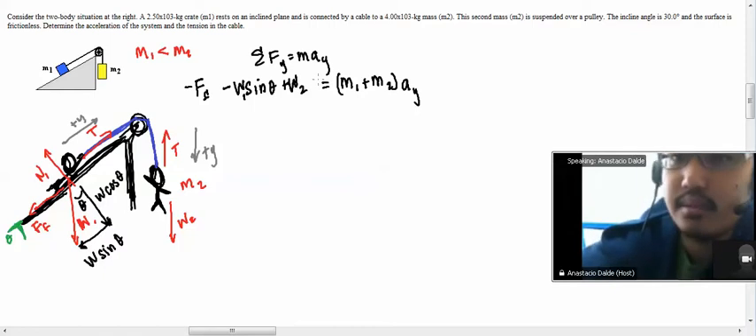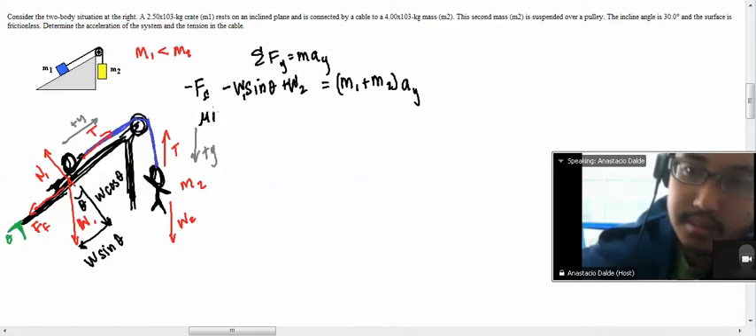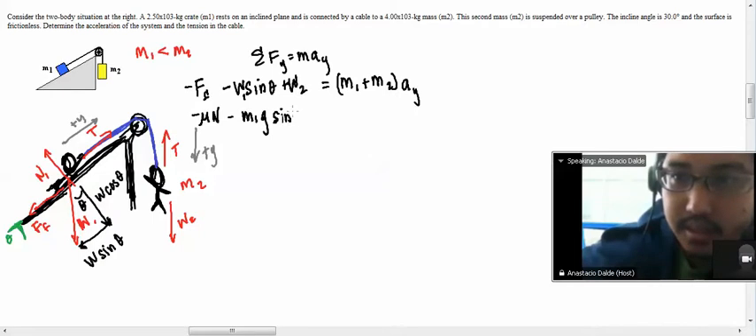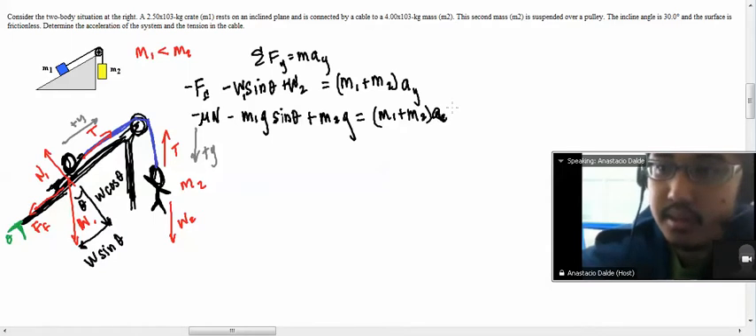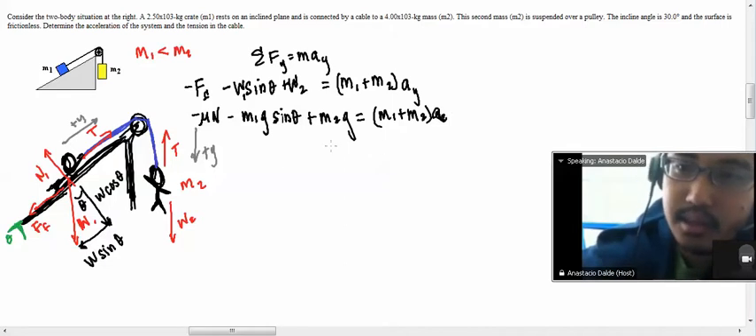Sound good? Okay, cool. Alright. Friction is mu times m, so that's mu times the normal force minus m1g sine theta plus m2g equals m1 plus m2 times the acceleration in the Y. I'm not going to put acceleration in the Y direction because when we look in the X direction, it's not going to have any acceleration whatsoever. Cool? Alright, so now I'm kind of stuck because I know everything except what the normal force is.